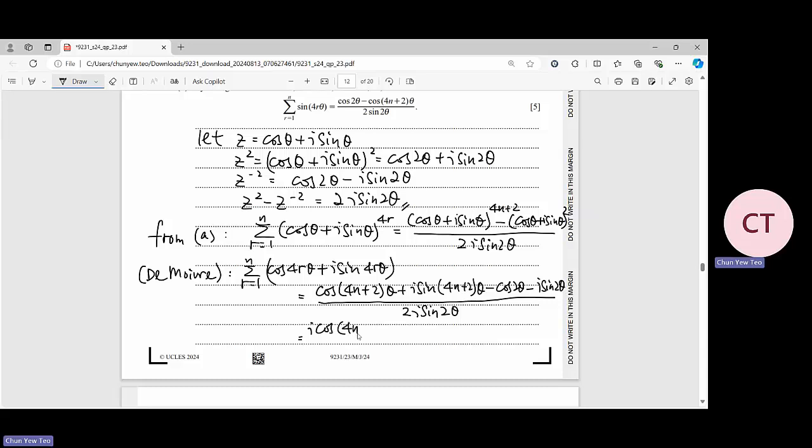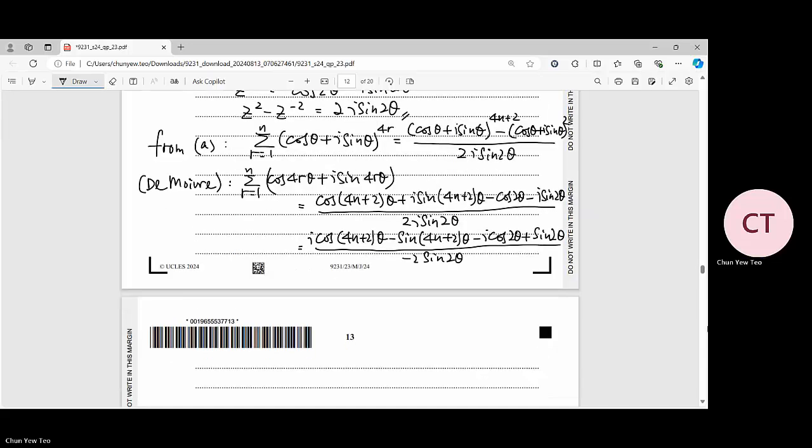cos of 4n plus 2 theta minus i sine of the 4n plus 2 theta minus i cos 2 theta plus the sine 2 theta. If I multiply i for the numerator and the denominator, then my denominator, if I multiply i, I get negative 2 sine 2 theta. Okay, so this is what we have. Then after that, we just compare by considering the imaginary part.